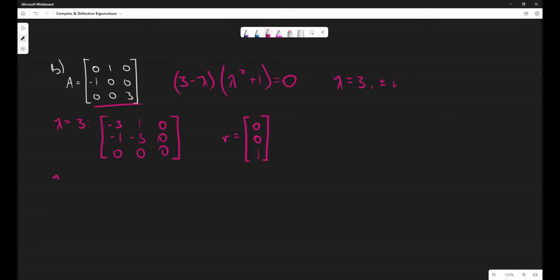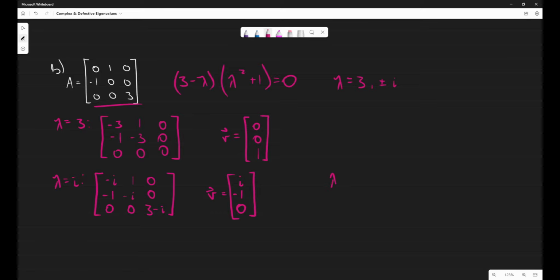And then for lambda, again, we're just going to look at one of them. When it's equal to i, we will get negative i, -1, 0, 1, negative i, 0, 0, 0, 3 minus i. And when we find our eigenvector for this one, we can technically just zero out the third entry, and then have the first one being i, and then -1.